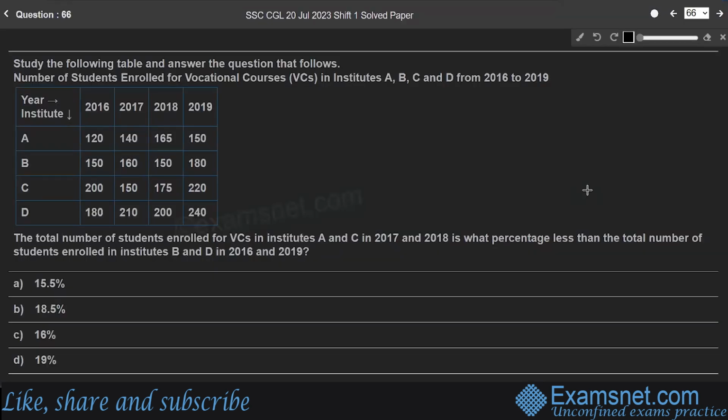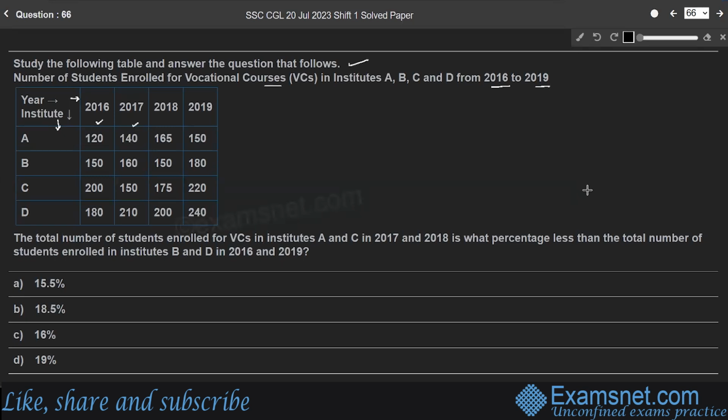Question 66. Study the following table and answer the question that follows. Number of students enrolled for vocational courses in institutes A, B, C, and D from 2016 to 19. Right? So, here, the years and the institute names are given: 2016, 17, 18 to 19. And A, B, C, D are the 4 institutes. And the number of students enrolled in each year and in each institution is given.